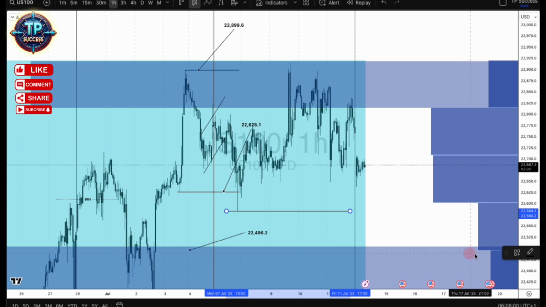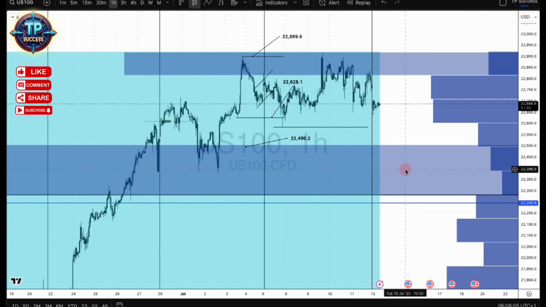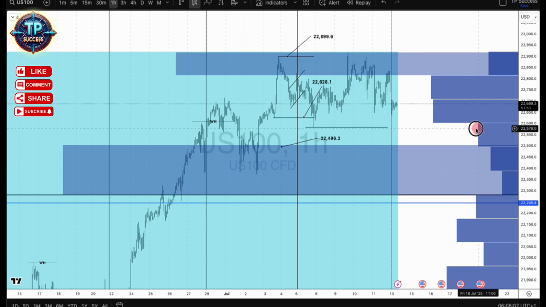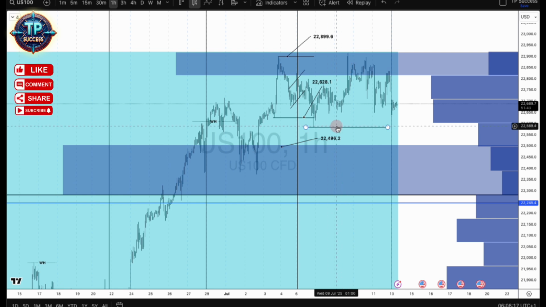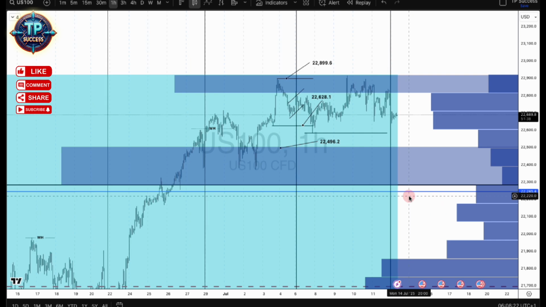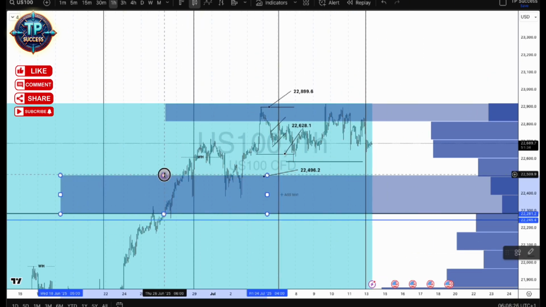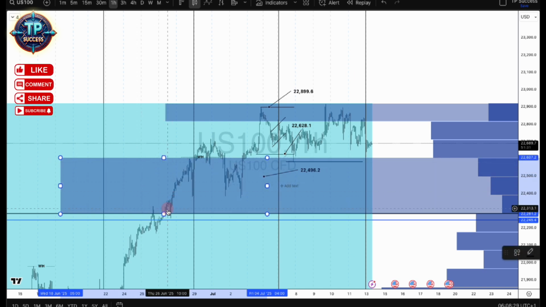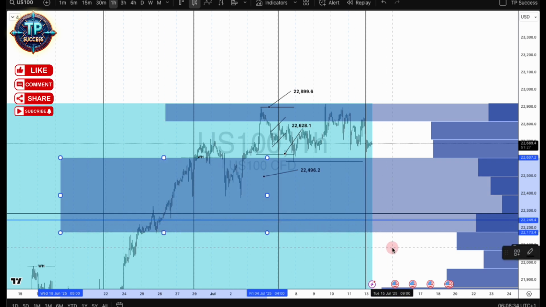And if you look over here, you can see that if you want to accept this zone right here as a low volume node, then the weekly low of last week sits in that, okay? So let's just go off the vibe that yes, this is a low volume node. Let's just go with that. We're going to go with that concept.